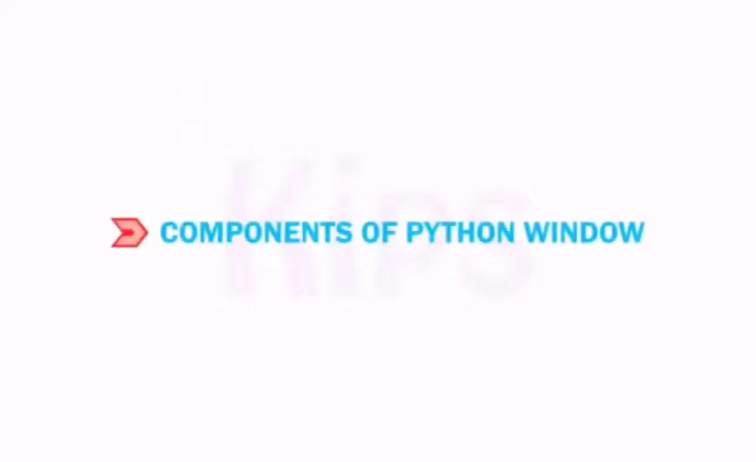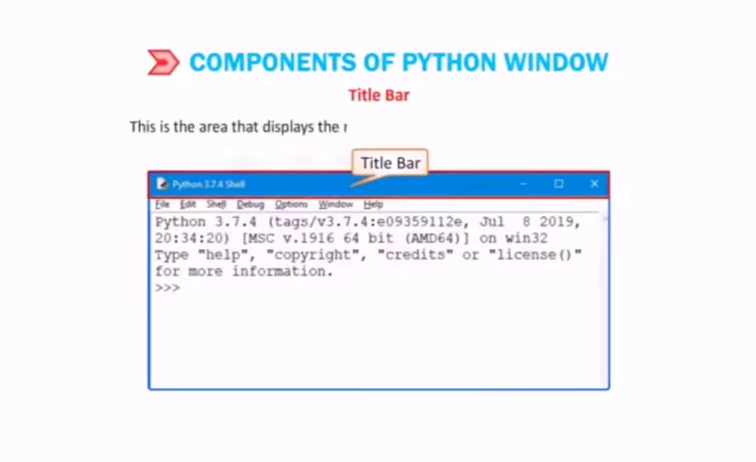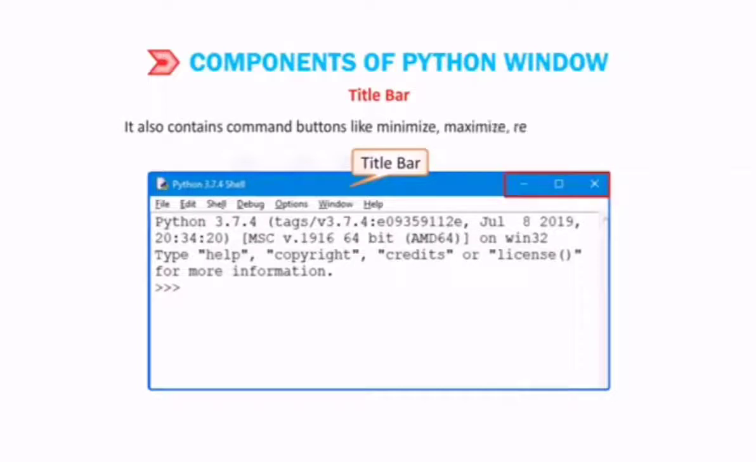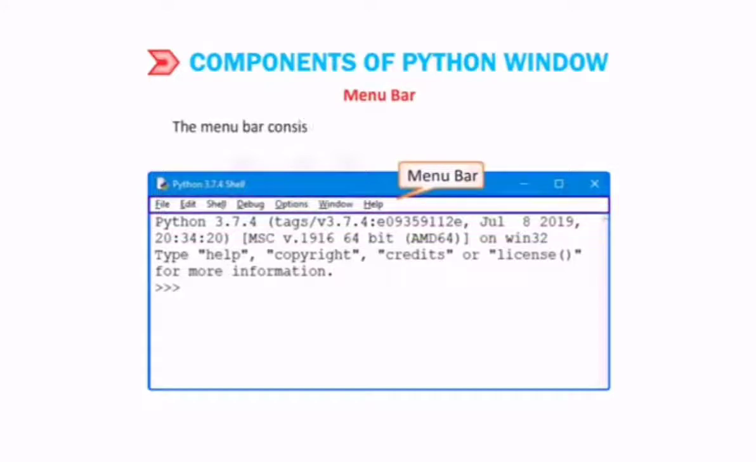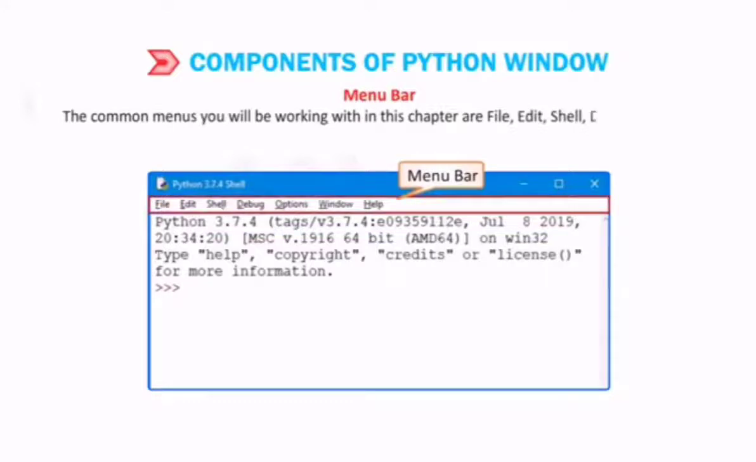Components of Python window on page 100. Just like any other application window, Python window has the following components. Title bar. This is the area that displays the name of the application and the document. It also contains command buttons like minimize, maximize, restore and close, right? Menu bar. The menu bar consists of various menus with different options. The common menus you will be working with in this chapter are File, Edit, Shell, Debug, Options, Window and Help.